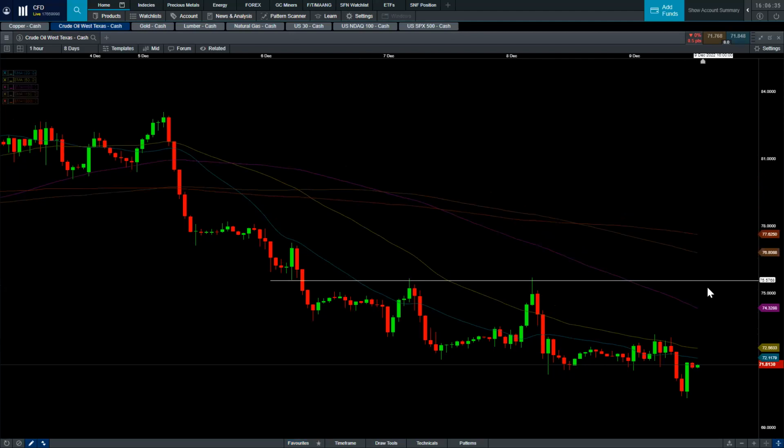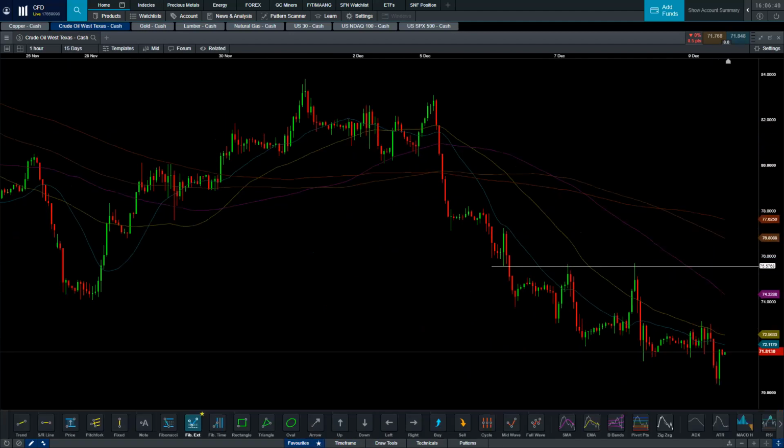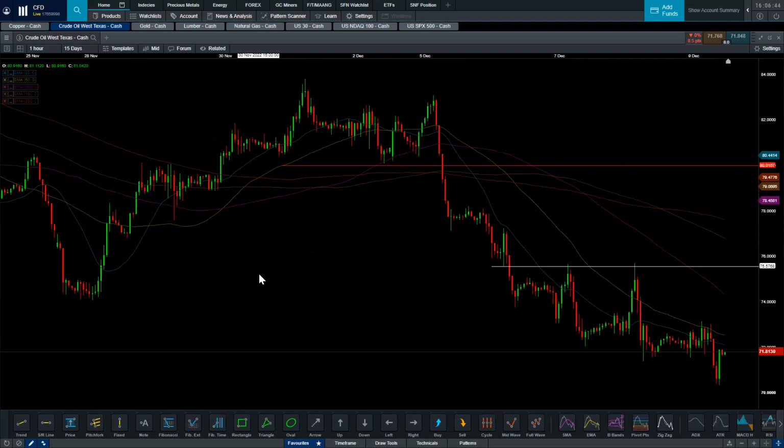If you get above this, stable above it, then it's going to go all the way up to where? The next level would be here. But before that, we've got this one as well. So 77, then 80. Right. Okay.